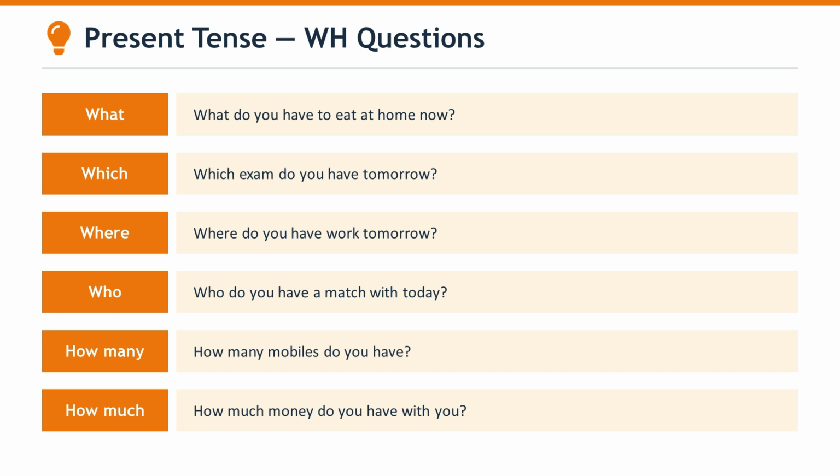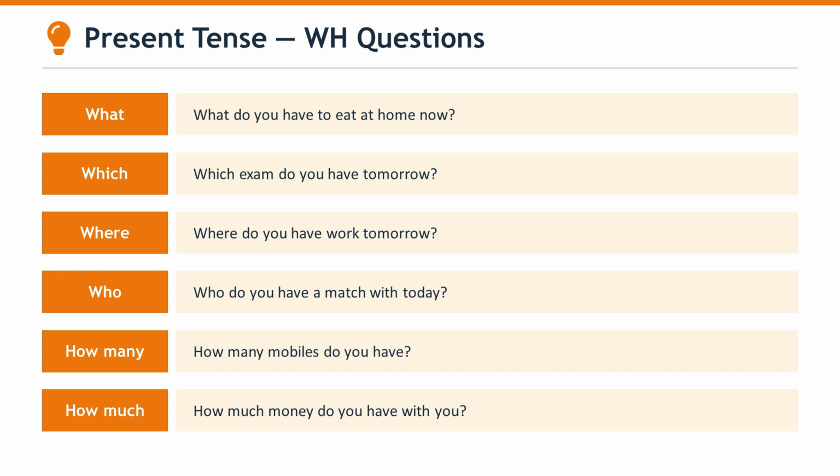The fifth uses how many. How many mobiles do you have? We use how many for countable things. And the last uses how much. How much money do you have with you? We use how much for uncountable things. Notice the pattern. The WH word comes first, then do you have, and then the rest of the sentence.